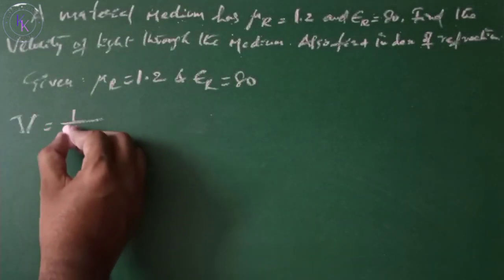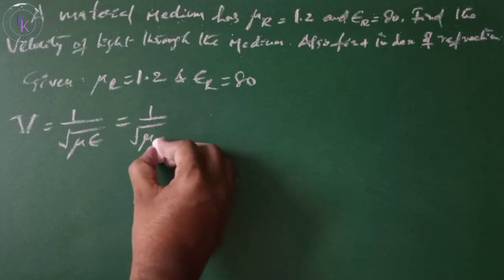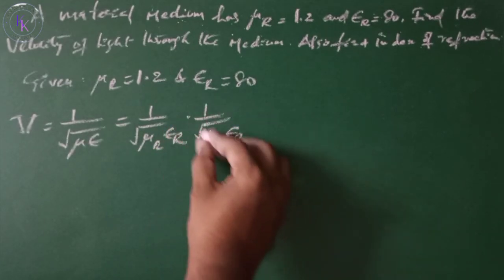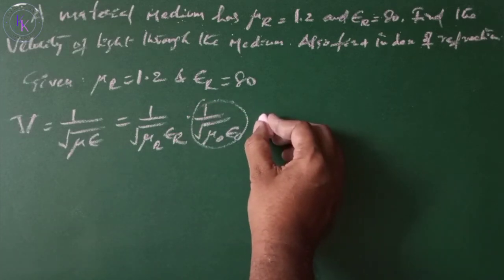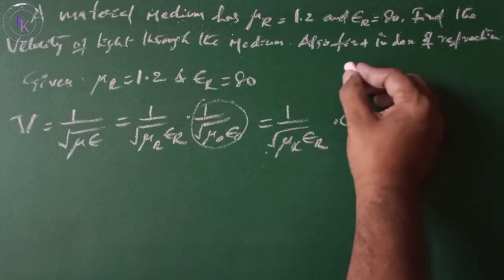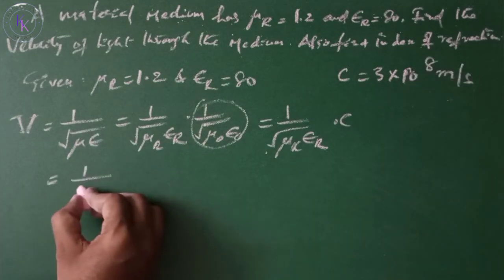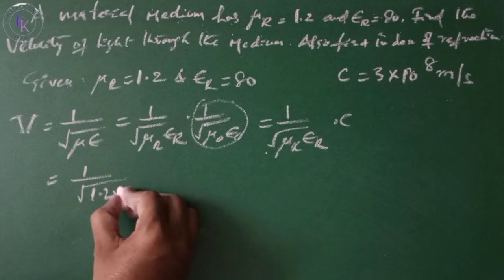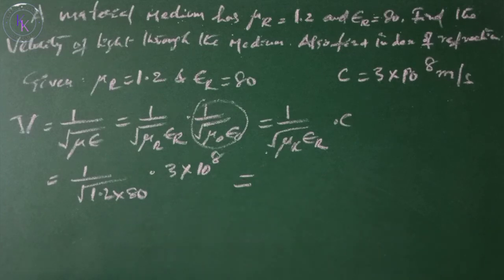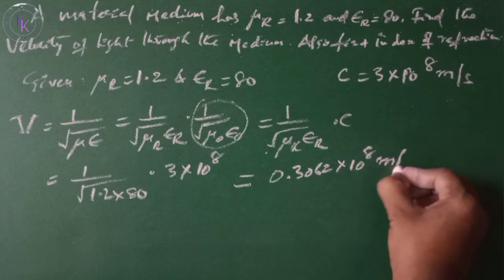V equals 1 by square root of mu epsilon, that equals 1 by square root of mu r epsilon r divided by 1 by square root of mu naught epsilon naught. This term is nothing but the velocity of light. So 1 by square root of mu r epsilon r into c, where c is 3 into 10 to the power of 8 meters per second. 1 by square root of 1.2 into 80 into 3 into 10 to the power of 8, which equals 0.3062 into 10 to the power of 8 meters per second.